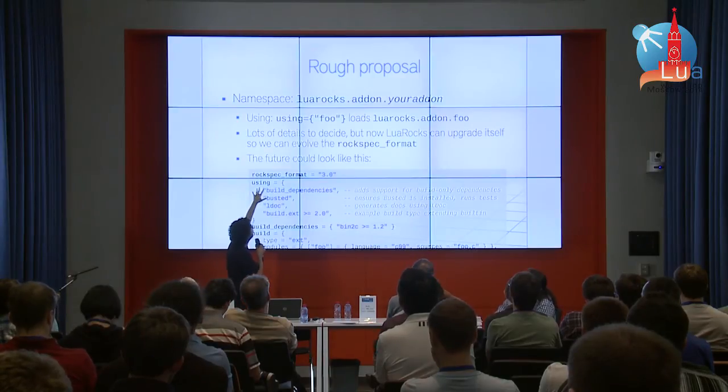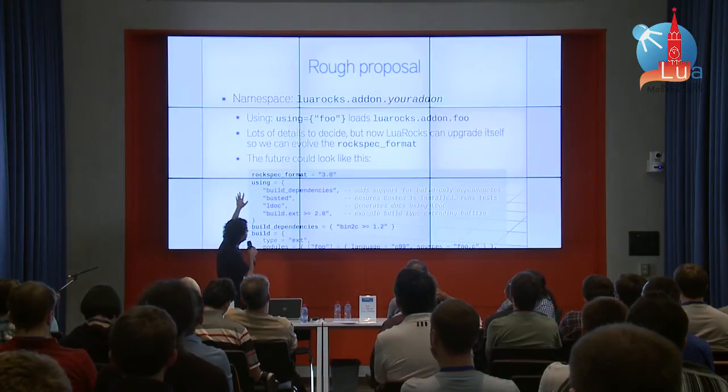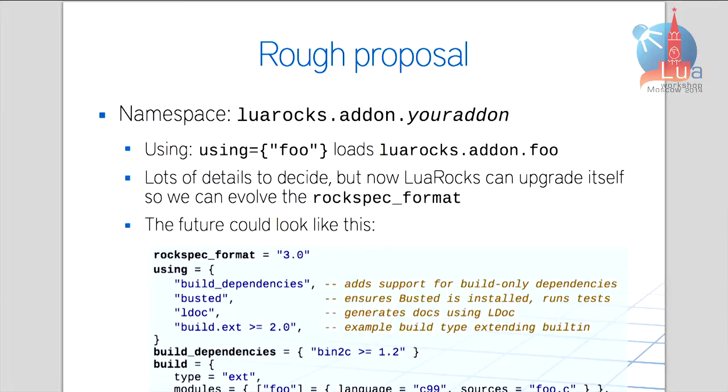So we have to have a kind of dependency field that says which add-ons your rockspec is going to use. And then the first thing it's going to do is get that list, check if you have the add-ons installed. If not, install them for you. And then run the type checking of the rest of the rockspec.